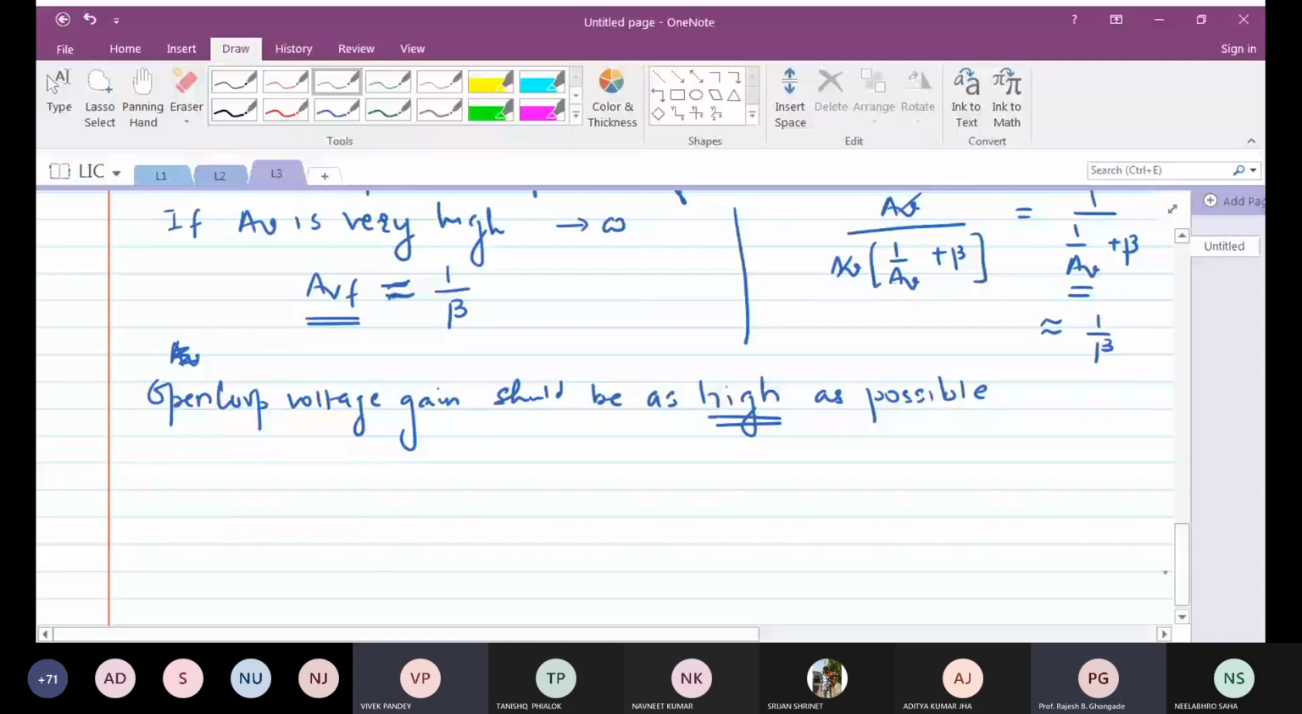And in fact, if you remember, we had designed one single stage common emitter amplifier. There I had made a statement. What was it? We start with the highest possible gain. We always start with the highest possible gain. We'll aim for the highest possible gain. Understood?